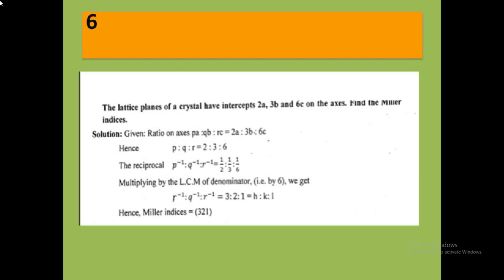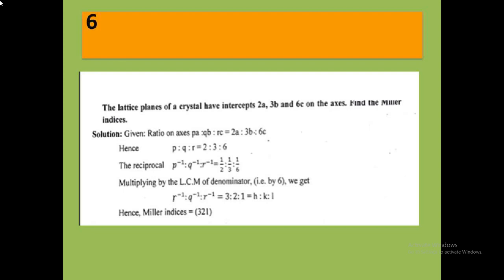The lattice plane of a crystal has intercepts 2a, 3b and 6c on the axis. Find the Miller indices. This is very important from exam point of view. Ratio of the axis, pa is to qb is to rc is equal to 2a is to 3b is to 6c. pqr means 2 is to 3 is to 6. Now in Miller indices, we need to find the reciprocal first. So p inverse, q inverse, r inverse is equal to 1 by 2, 1 by 3, 1 by 6.